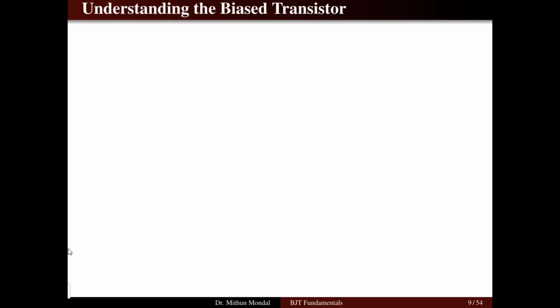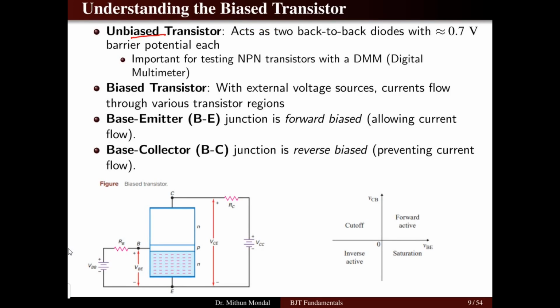Now let us take this discussion forward and discuss the biased transistor. When we talk about biasing, it means basically we are adding a voltage source. The unbiased transistor, where you do not have any voltage source connected, is basically acting as two back-to-back diodes with a barrier potential of 0.7 volt. This unbiased transistor is important because we need to test the transistor with the help of a digital multimeter. When we do biasing, we are adding some external voltage source so that the current will flow through the various transistor regions.